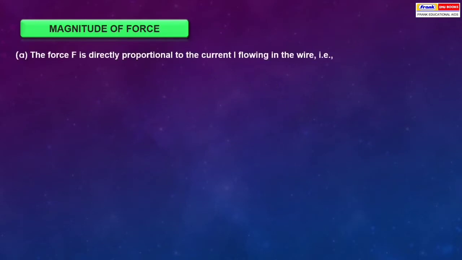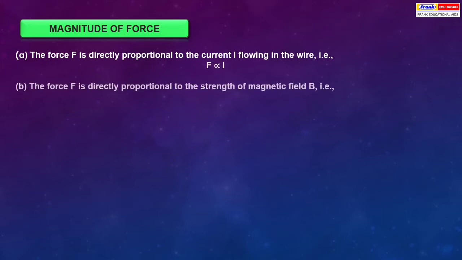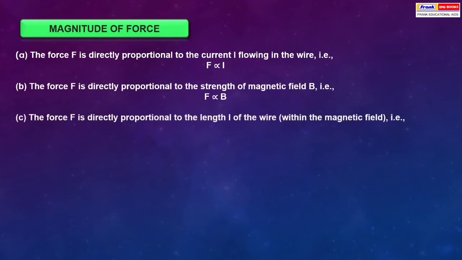Magnitude of force. The force F is directly proportional to the current flowing in the wire, that is F is directly proportional to I. The force F is directly proportional to the strength of the magnetic field B, that is F is directly proportional to B. The force F is directly proportional to the length L of the wire within the magnetic field, that is F is directly proportional to L. Therefore, F is equal to IBL.